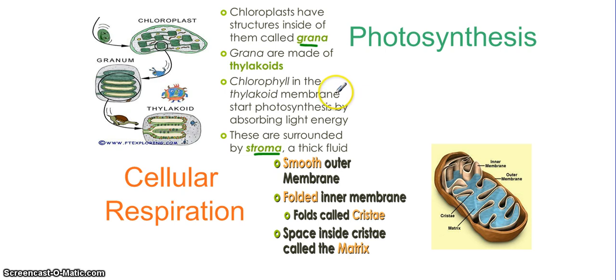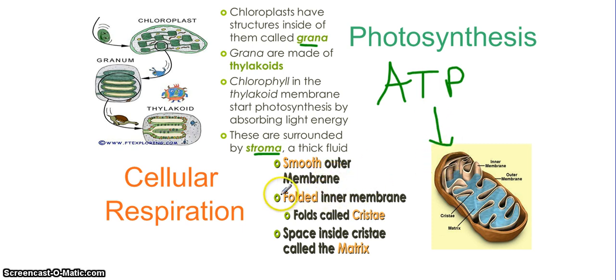Now the two places we're going to see the reactions for photosynthesis happening is in the thylakoid and in the stroma. Next reaction we'll have is cellular respiration. And that's going to happen in the mitochondria. Remember the mitochondria responsible for making that ATP? ATP being that fully charged battery we need. So in the mitochondria we make ATP.